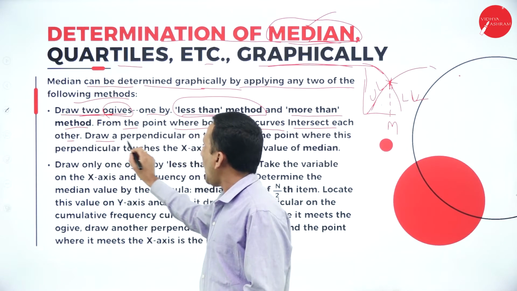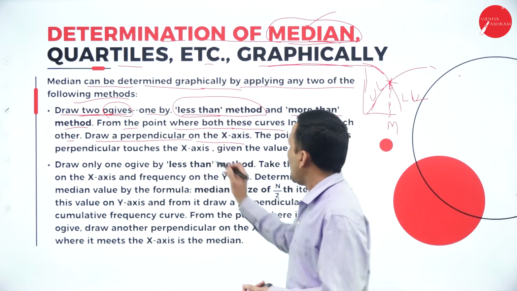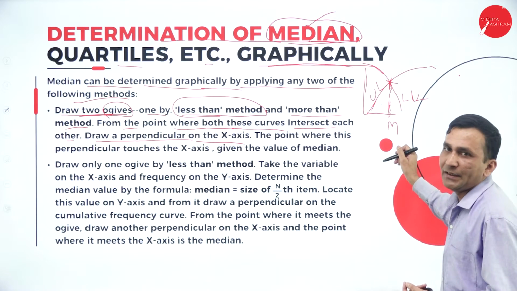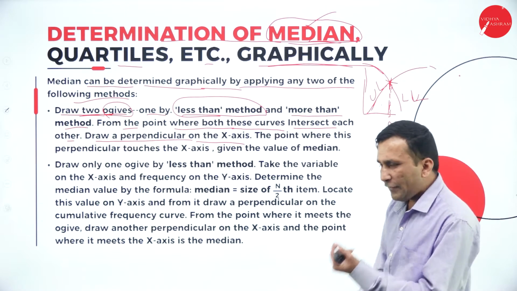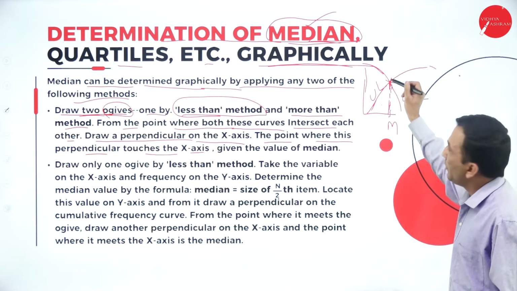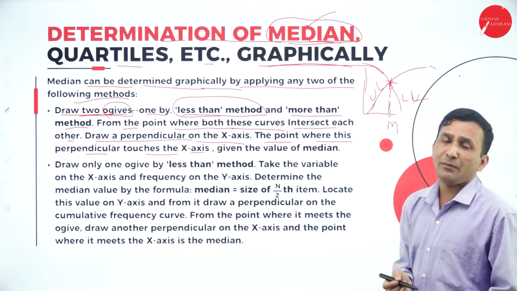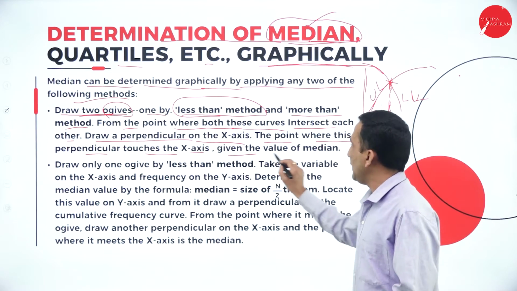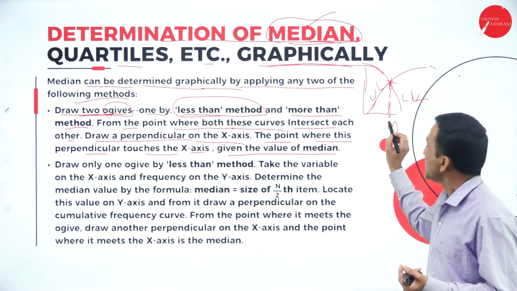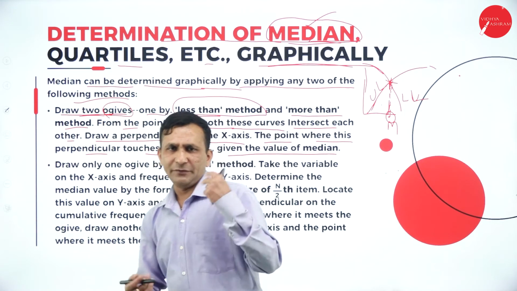At the intersection, draw a perpendicular on the x-axis. The dotted line we draw is called the perpendicular on the x-axis, because from the intersecting point we always extend the line with the help of dotted lines, so that we can identify the median. The point where this perpendicular touches the x-axis gives the value of the median. So this is the first method, with the help of two ogives.